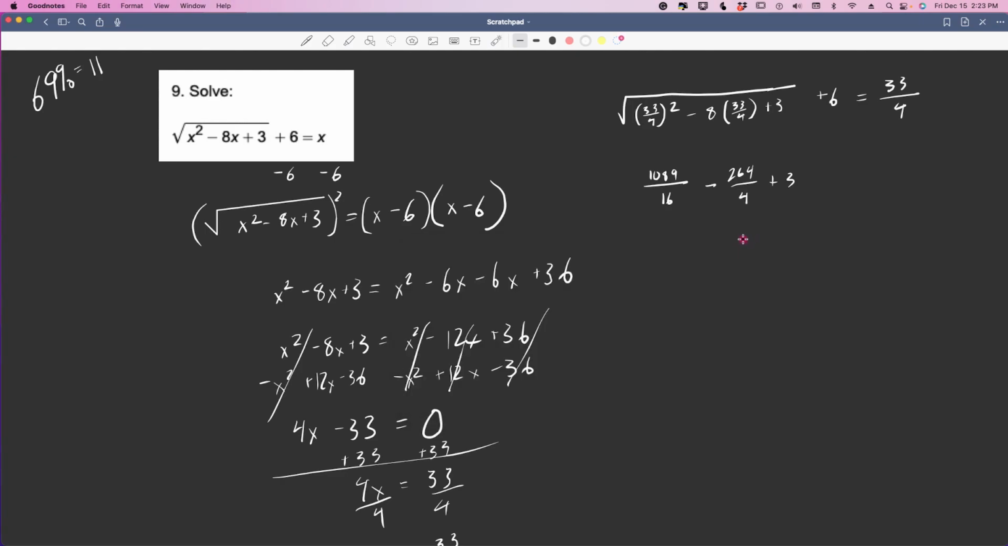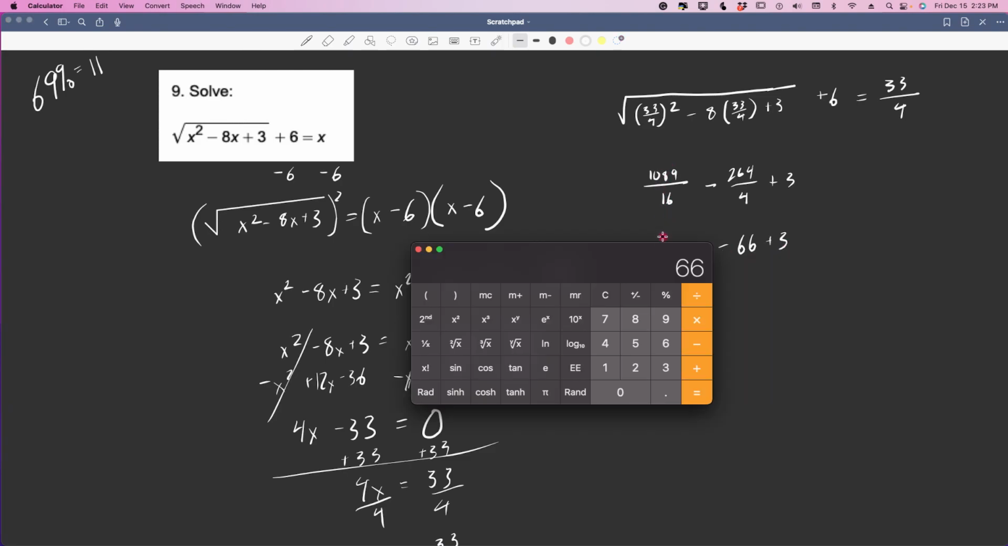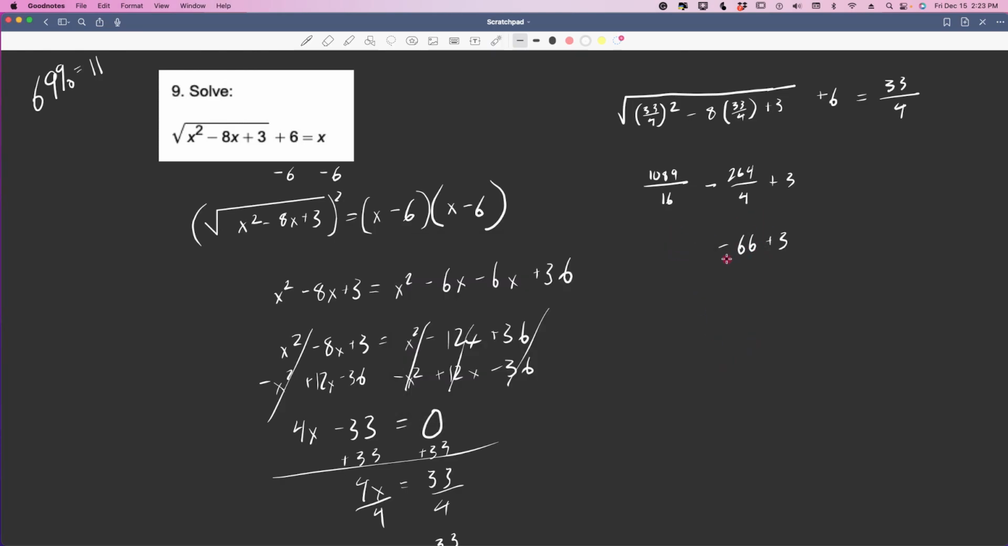66, all right, so that's negative 66 plus 3. Let's see if we can divide this. 1089 divided by 16. Not quite, but I bet we can reduce it. 1089 divided by 4. Nope, not quite there. So we're going to have to redo this, and we're going to have to put this in a different format.